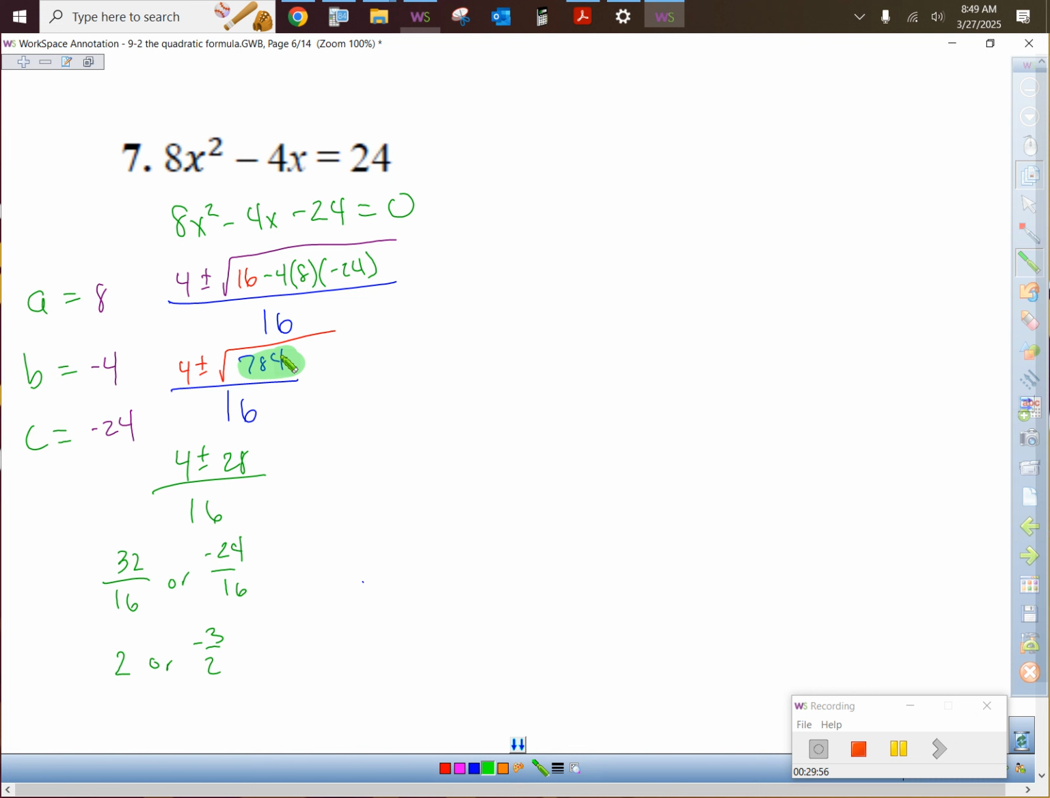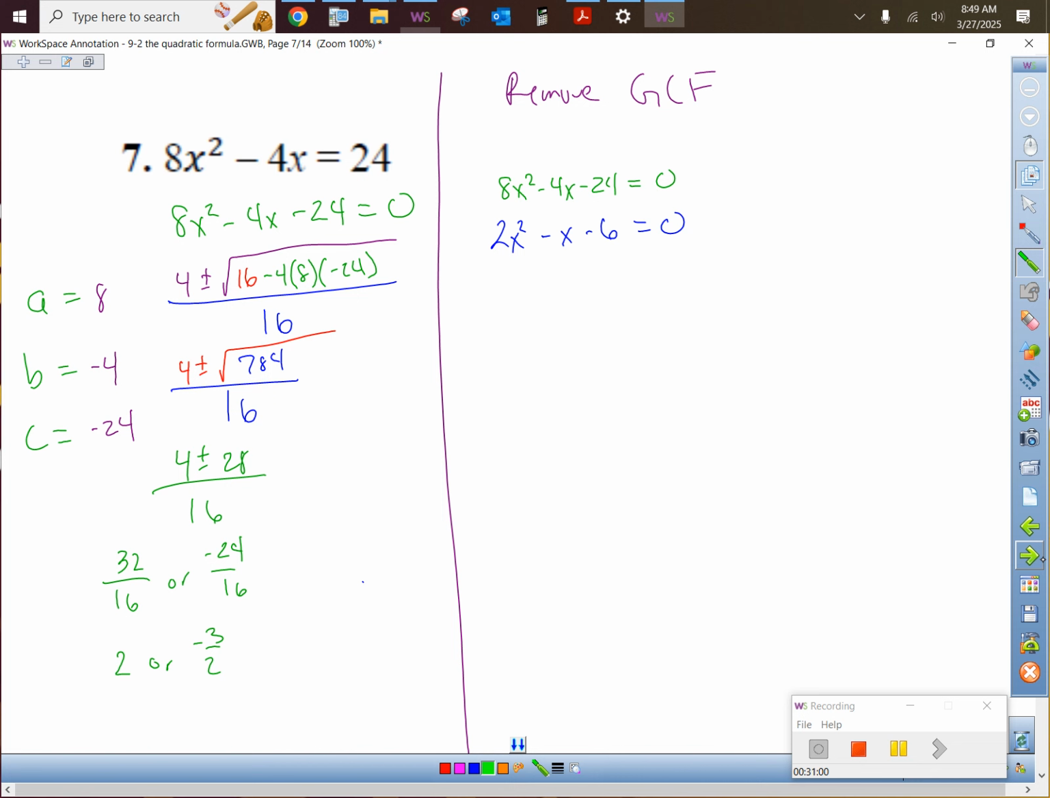First thing some people notice is they're like, hey, Ms. Fonestiel, 8, 4, 24, 8, 4, 24. We're like the numbers. I know some of them were negative. 8, 4, 24. What could you have done? You could take a GCF out if you wanted to, and still do the quadratic formula on it. Do you see how I divided everybody by 4? So I could do the quadratic formula on that right there. Should I get the same answers? Yes or no? I would hope so. Shouldn't the answers be the same regardless of which way?